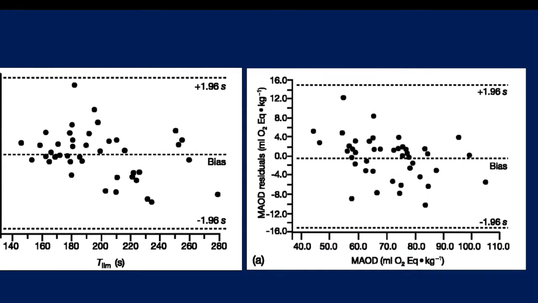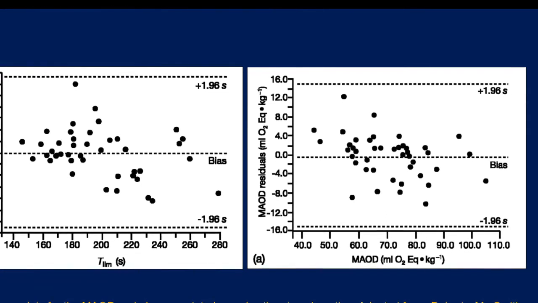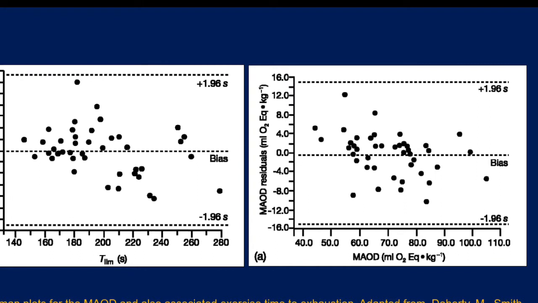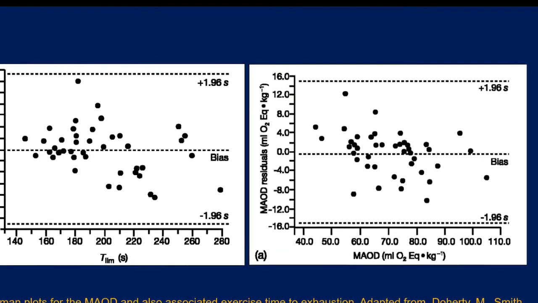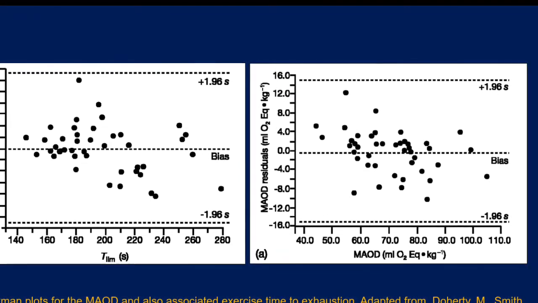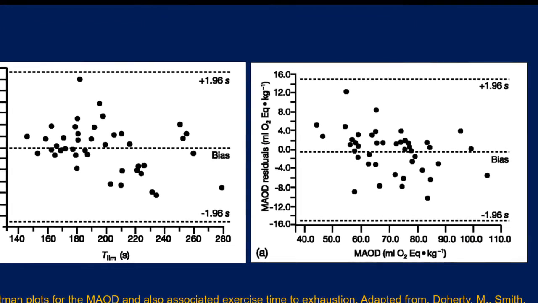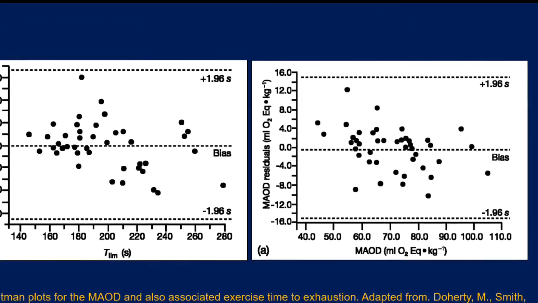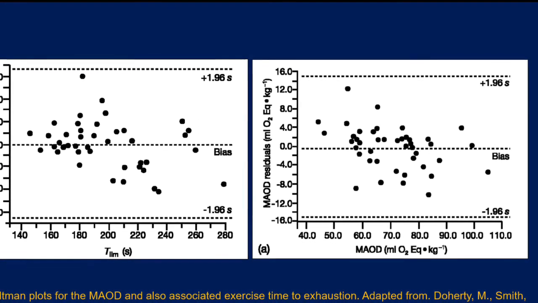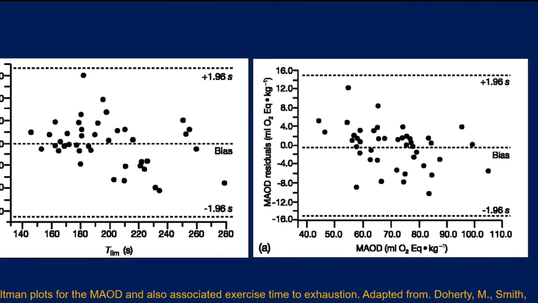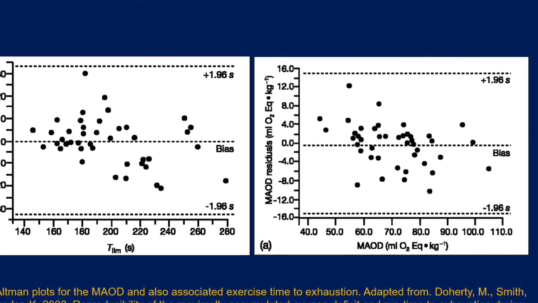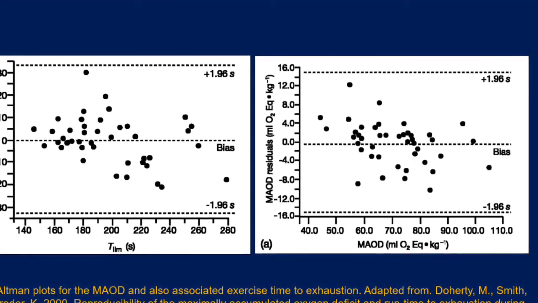A further thing to consider when we're thinking about reliability is the test-retest capability. And this is data from a study published by Doherty back in 2000. Using the limits of agreement data sets that you can see here, you can see that the MAOD has high variability in its repeatability. You've only got to look at the MAOD data set, which is on the left, and you can see this high variability. Now, why is that the case?